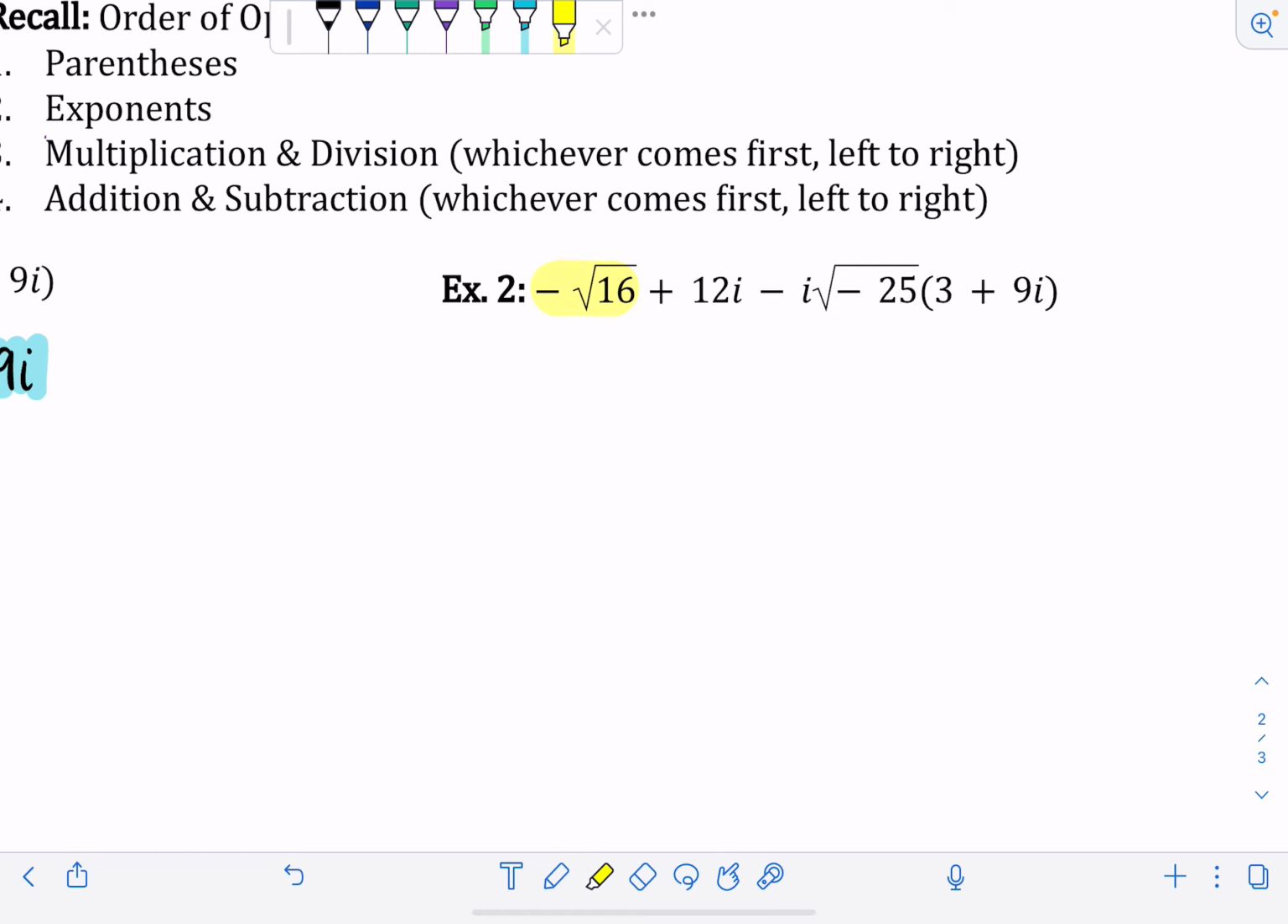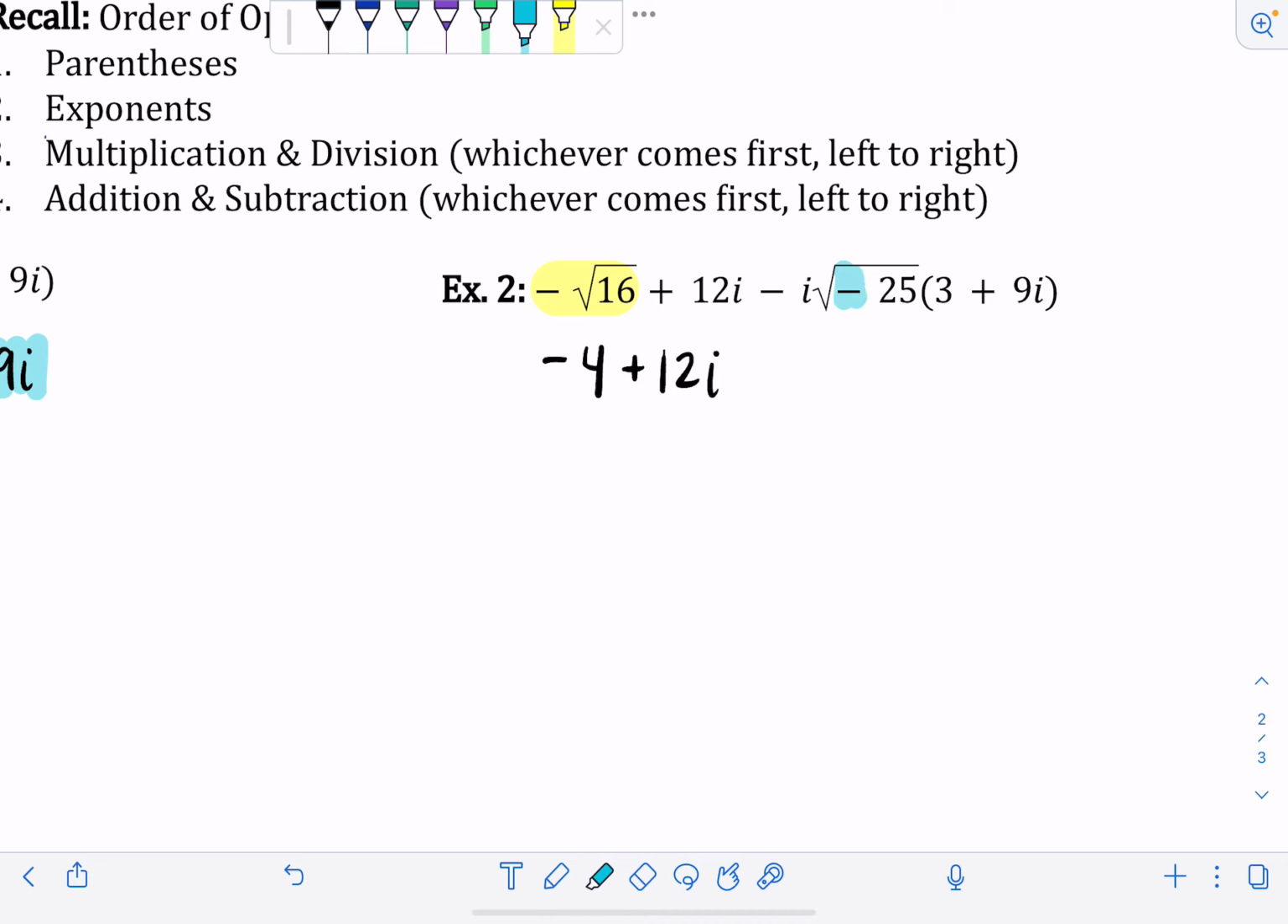So negative square root of 16, I can simplify the square root of 16, that's 4. So it becomes the negative and then 4. And then plus 12. I'm just kind of copying that down because there's nothing to simplify yet. And then I'm going to go ahead and simplify this part, that multiplication, before distributing it in, because I think that'll save me a little bit of time later on.